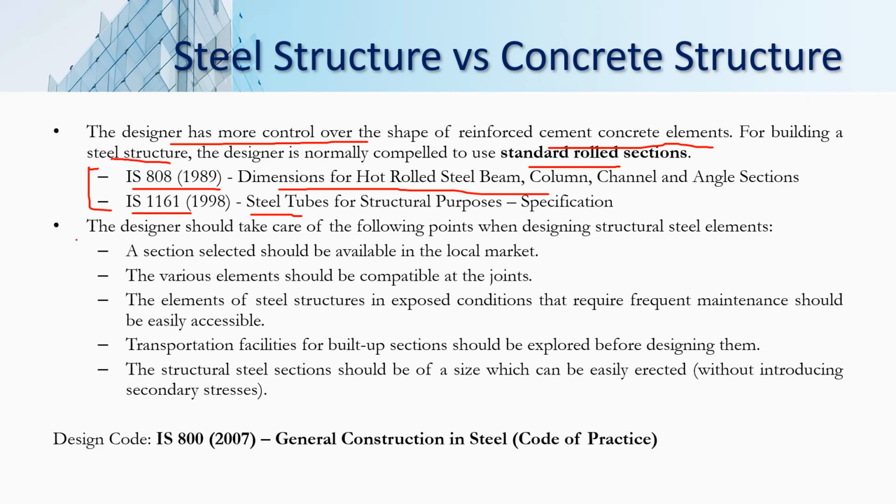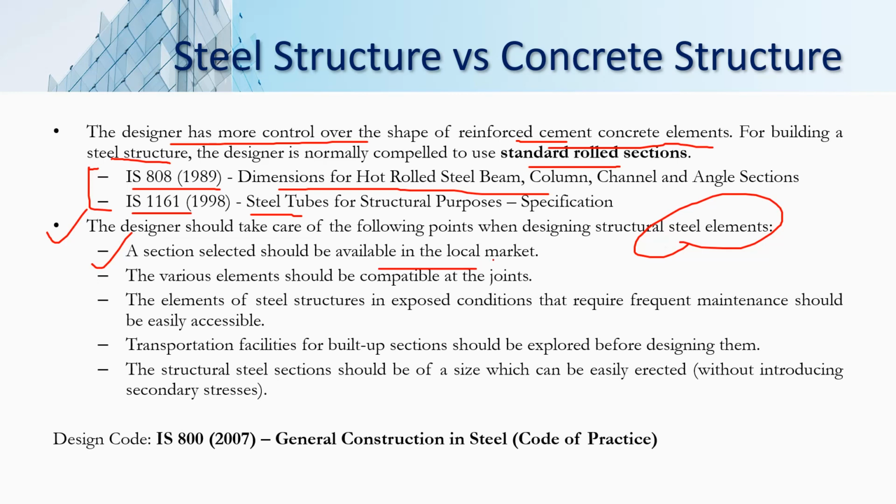So what care should a designer keep in mind when designing these steel elements? You do not have control over the shape of the cross-sectional elements, in contrast with reinforced concrete structures. You have to use some standard sections while designing steel elements. So what points should you take care about? First, you have to select a section which is readily available in the local market.